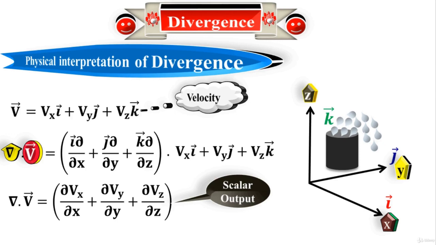There is no specific direction. It is without direction. Why is it without direction? Because the output of the divergence is always a scalar quantity. A scalar quantity has no direction. There is only magnitude with a scalar quantity. The output of the divergence is always a scalar quantity.